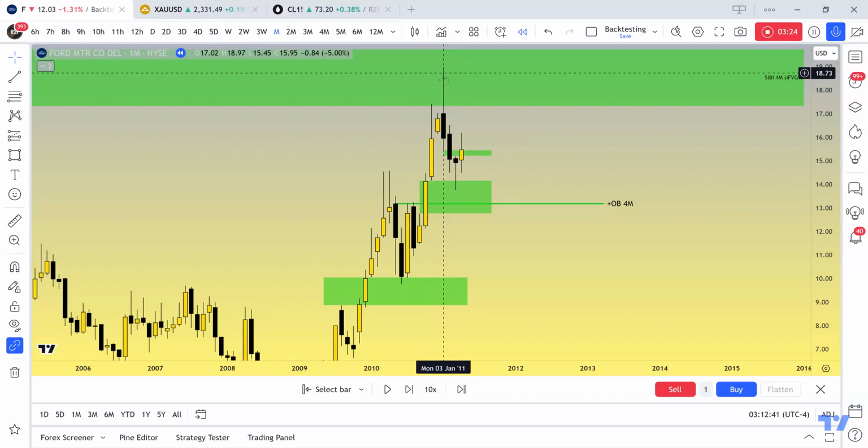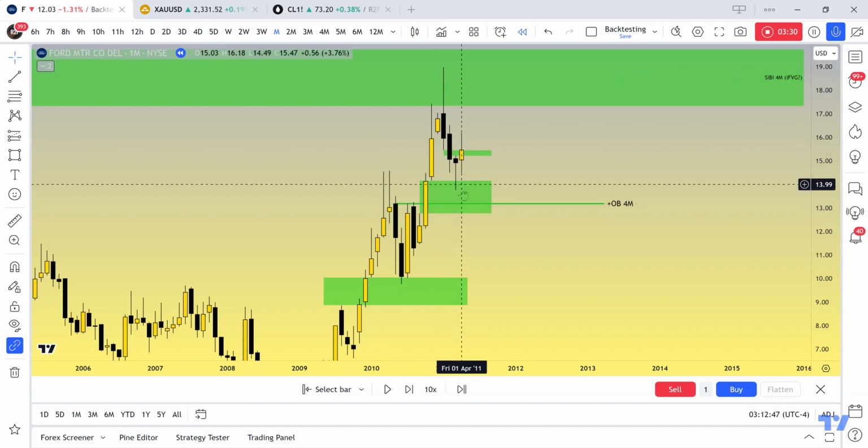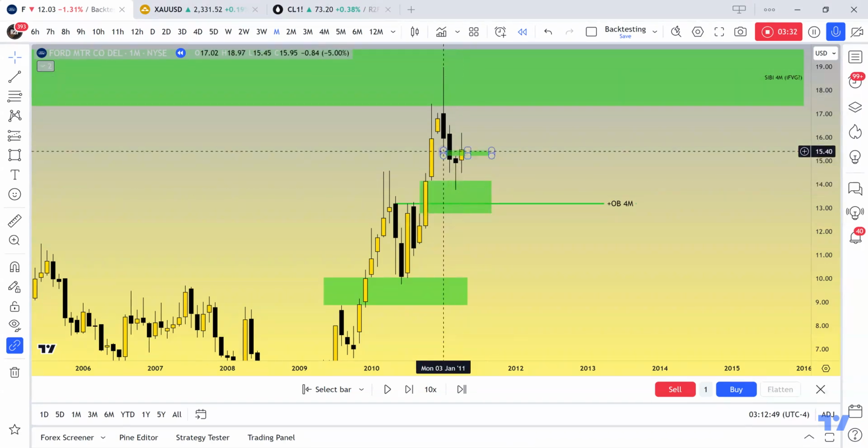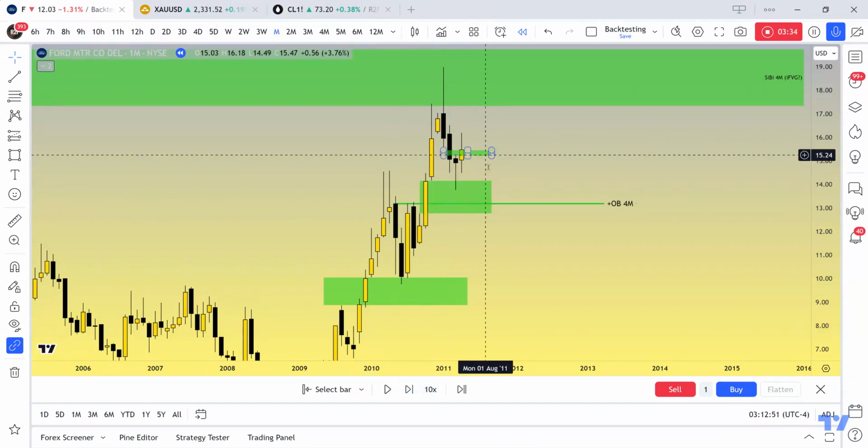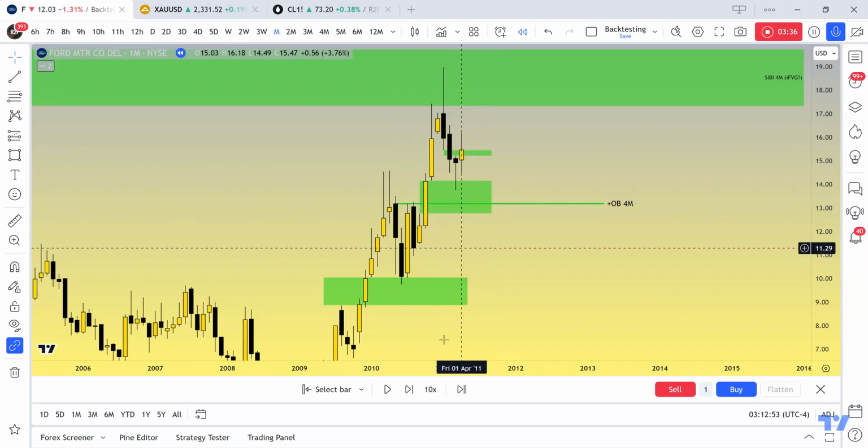That was already used, but there may be a higher time frame one as well. And just filled in more of the gap. It retraced into here, came up into this gap. Now let me see, do we come down or do we go straight up?